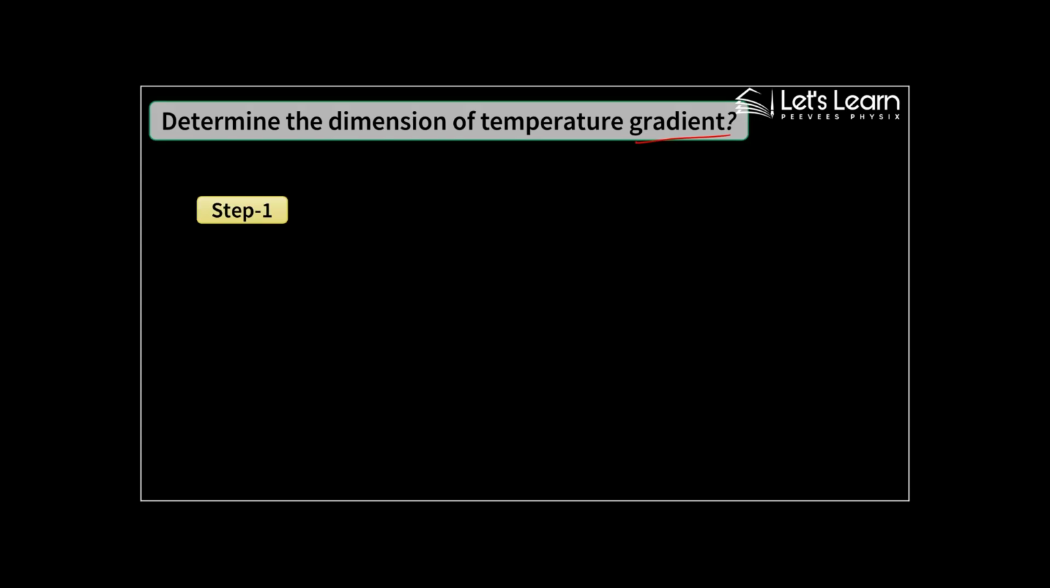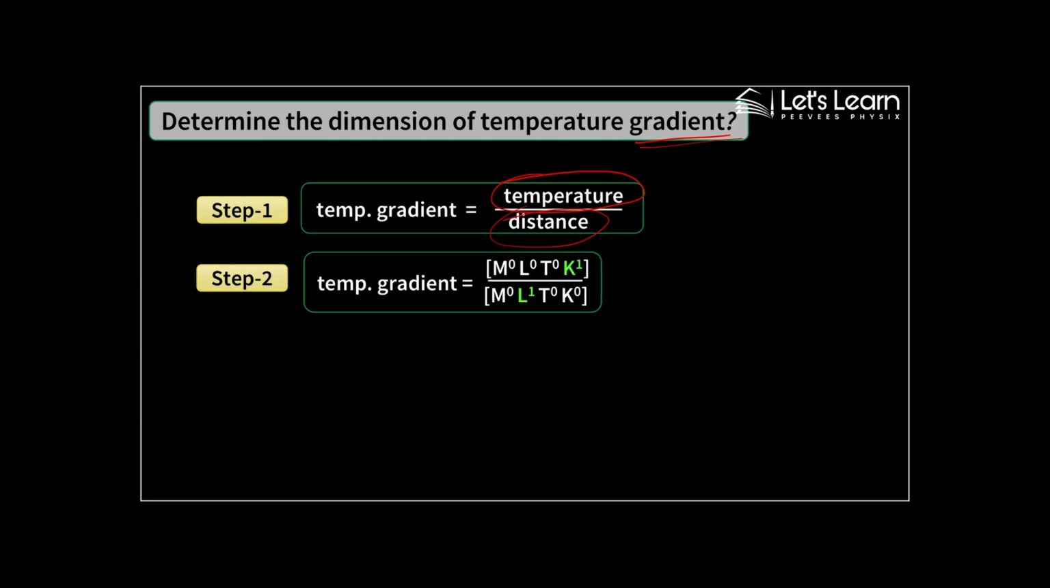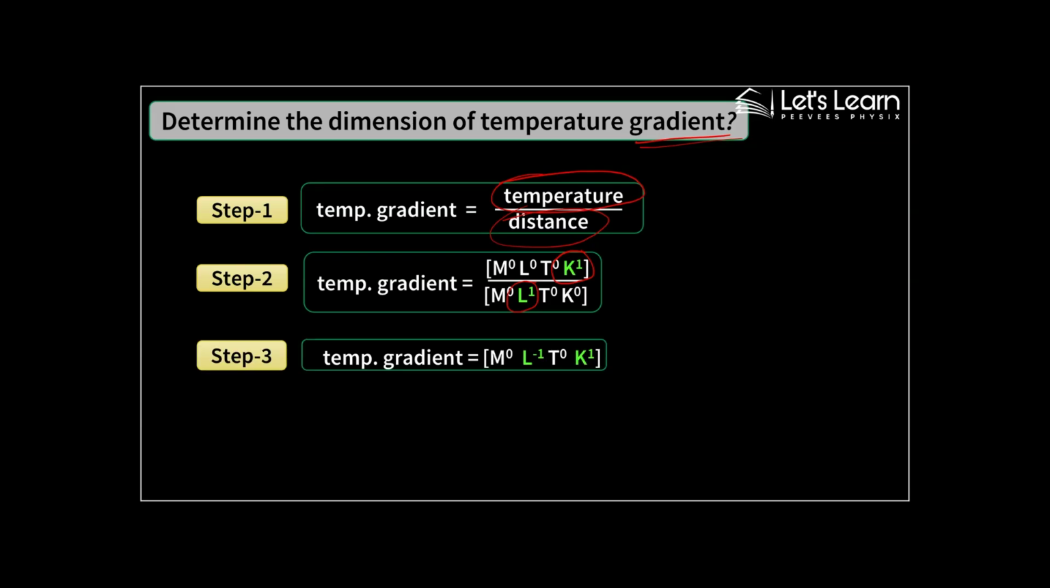Always remember, gradient means divided by distance. So temperature gradient means temperature divided by distance. The dimension of temperature is just K, and the dimension of distance is L. No other dimensions are involved, so all of them are 0. Which gives you L to the power of minus 1 and K to the power of plus 1, keeping M to the power of 0, T to the power of 0, just to show that it doesn't contain dimensions of mass and time.